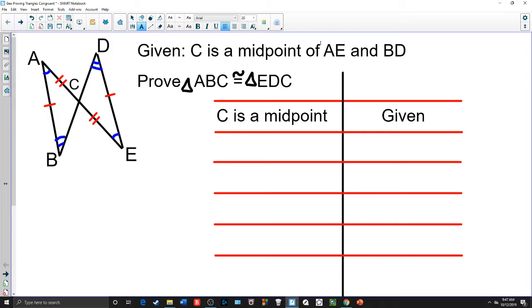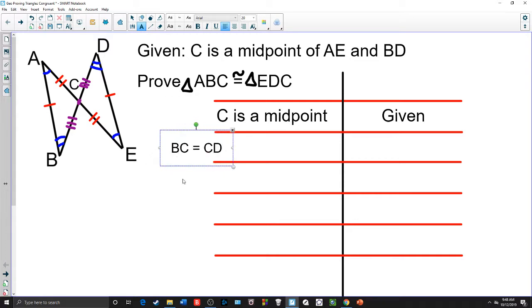So C is a midpoint of AE and BD. How can I use that to prove that BC, which is this side right here, is congruent to CD, which is this side up here? Well, if C is a midpoint right here, that means by definition it has to split this line in half. And if it splits this line in half, that means this side right here, BC, has to be congruent to this side right here, CD, by definition of midpoint, which is exactly the reason we use. We say down here that BC is congruent to CD.